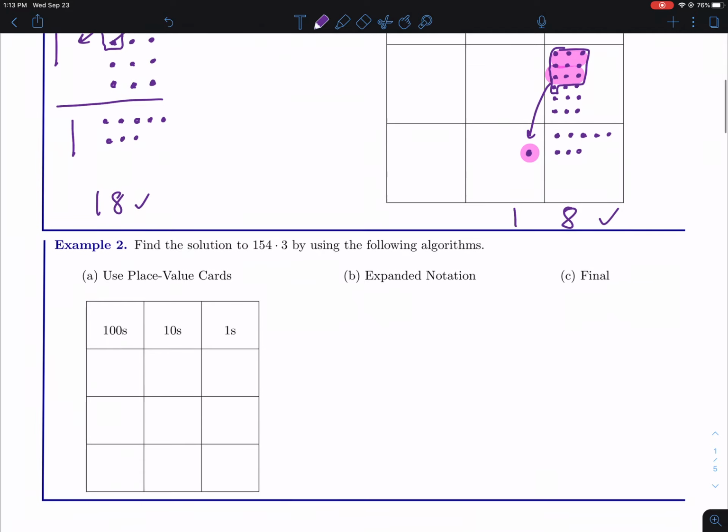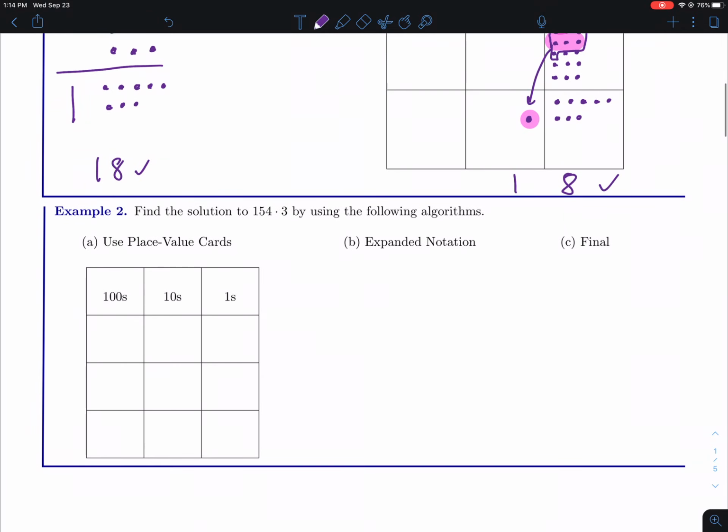All right, so let's look at example 2. It's a little bit bigger example in this case. We're multiplying 3 times 154, and we're just using place value cards, expanded notation, and then the final answer. With place value cards, we want to do kind of the exact same thing as above, except in this case I'm going to repeat the 154 3 times. Let me first write 154 in terms of place value cards. So that's what 154 would look like, but since I want 3 of them, I'm going to do this 2 more times.